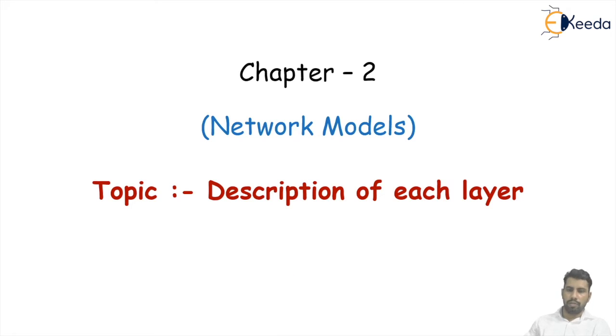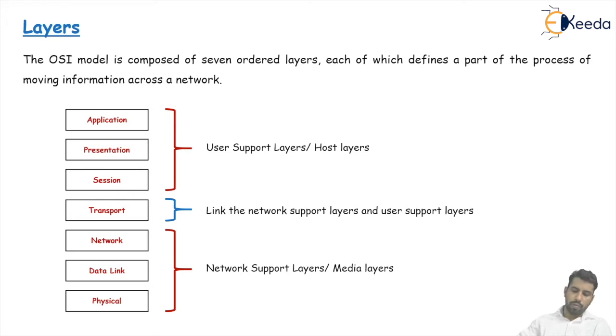Mainly the OSI model is composed of 7 layers, each of which is defined as part of the process of moving information across the network. We will discuss all the layers. First of all, in the previous video we saw the top 3 layers are the host layers, or we can say the user support layers: application layer, presentation layer, and session layer are our host layers.